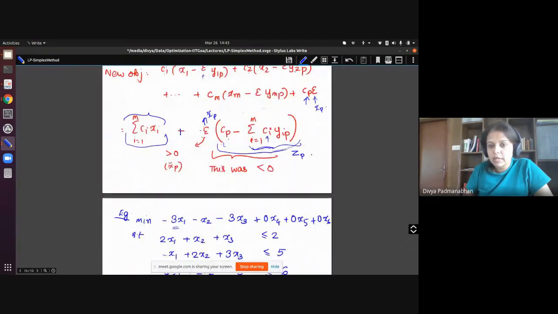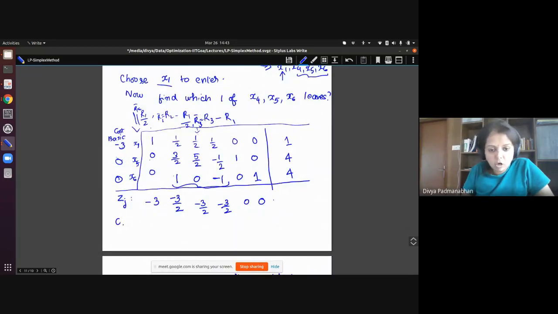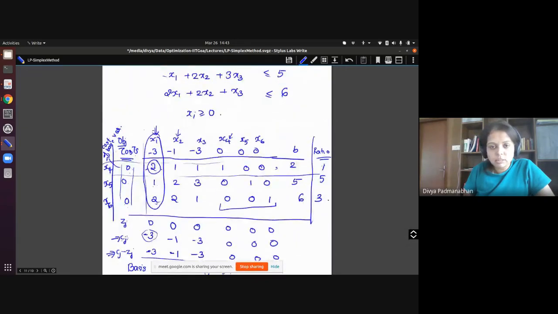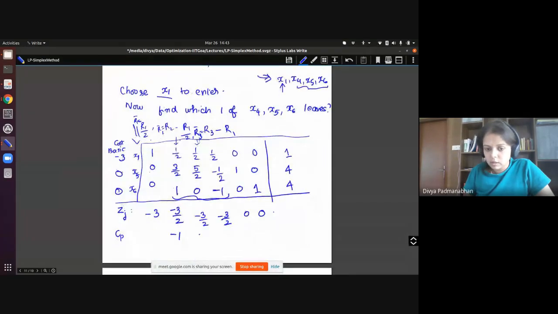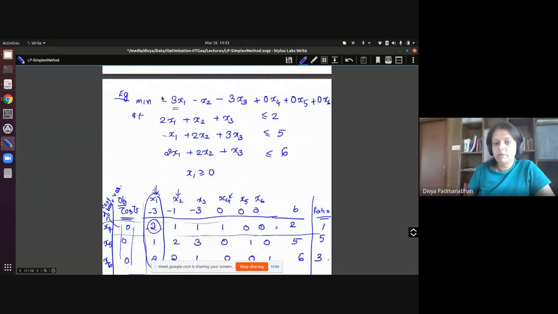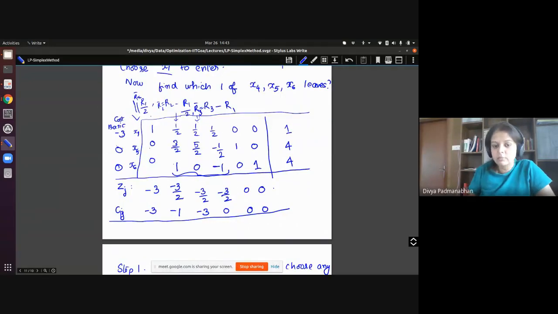Okay, so these are the zj's. Now let's write the costs. This is going to be the cost of these variables. The cost of x2 is minus 1. For x3, the cost is minus 3. And x4, x5, x6 are 0, 0, 0. And x1's cost is again minus 3, from the objective. Okay, so now let's compute cj minus zj.